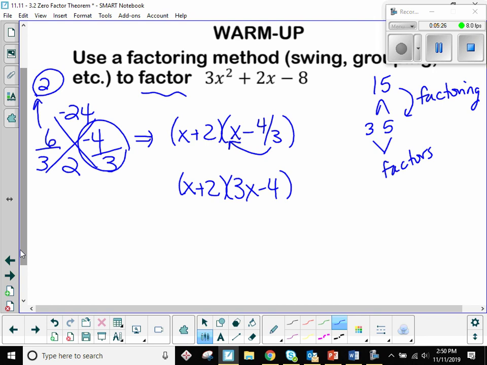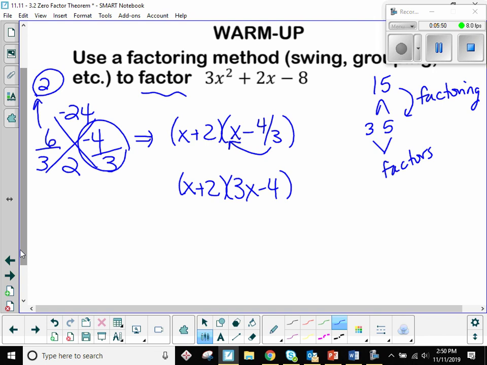What word would you be looking for if your answer was going to be -2 and 4/3? What's that word? It'd be asking you to do what? Solve. That's right. It'd be asking you to solve. So this is factored form. And here's what's going on. Remember again, factors are things that are being multiplied together. So let me show you what's not factors here.